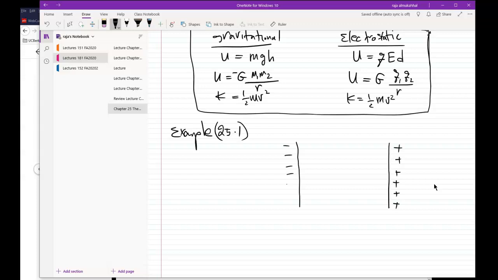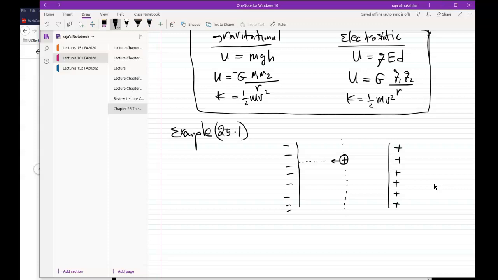That's negative. Here's midway between them right here. Initially, I have a proton. I'm going to ignore the electron. You can do it yourself. Okay? And I'm going to let the electron go. And of course, the electron is going to go and hit the negative plate like that, right?